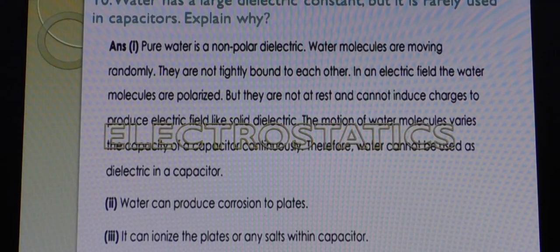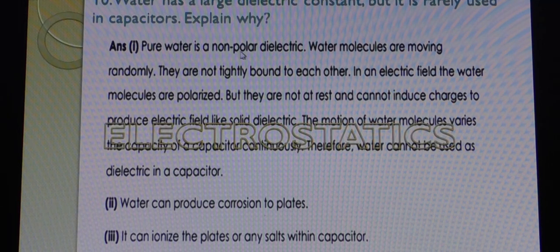Question number 10. Water has a large dielectric constant, but it is rarely used in capacitors. Explain why. If you remember the previous topic, capacitors, I told you that the capacity of a parallel plate capacitor could be increased by introducing a dielectric. And what is a dielectric? A dielectric may be any insulator. It may be mica, glass, rubber, whatever. So here the question is why don't we take water as a dielectric?